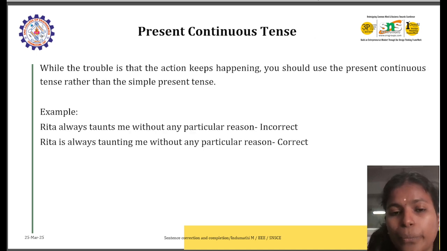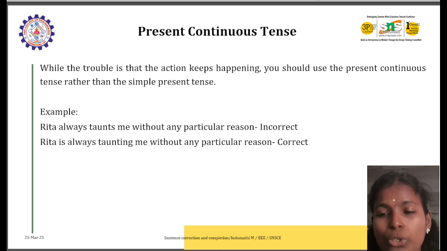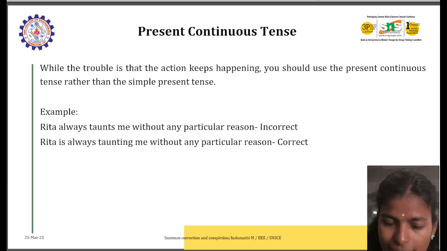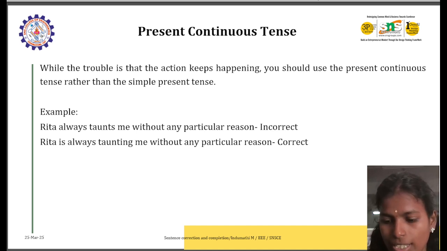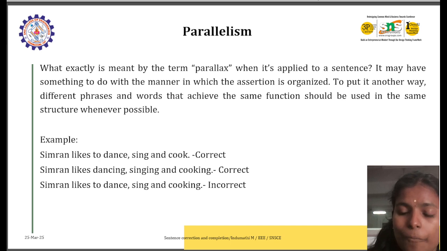Okay, here. When the trouble is that the action keeps happening, you should use the present continuous tense rather than the simple present tense. Example: Rita always taunts me without any particular reason. That is the incorrect one. Rita is always taunting me without any particular reason. That is the correct one.